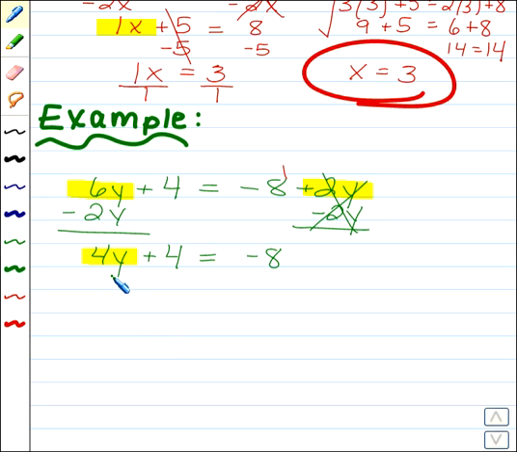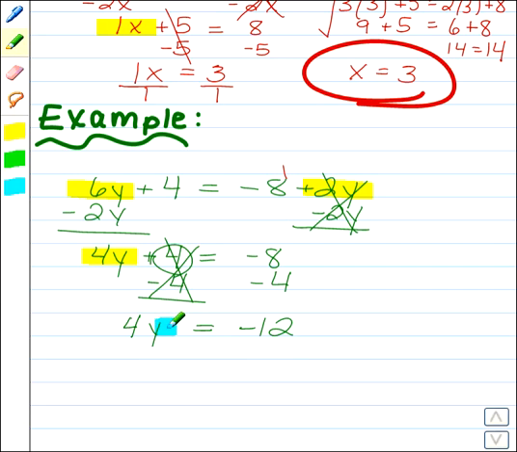Obviously, if the y is on the left side here, we were going to want to get rid of this plus 4. We'll do that by subtracting 4. So that will leave us with 4y, and that drops out, equals, we also have to subtract 4 on the other side. Negative 8 minus 4, or negative 8 plus negative 4, is negative 12. So here we have done as we needed to. The variable is on the left side, the constant is on the right side.